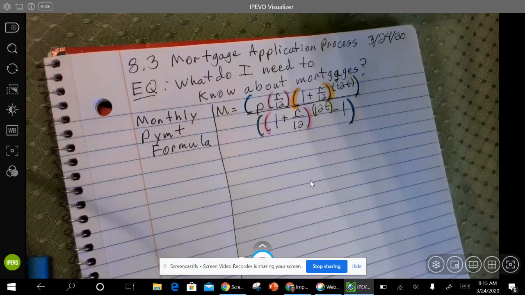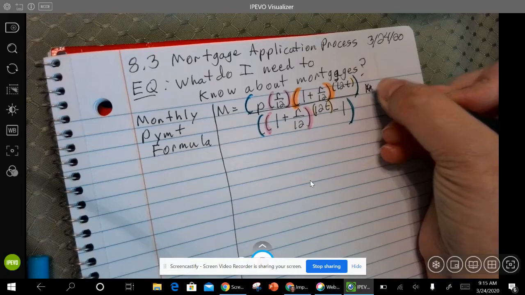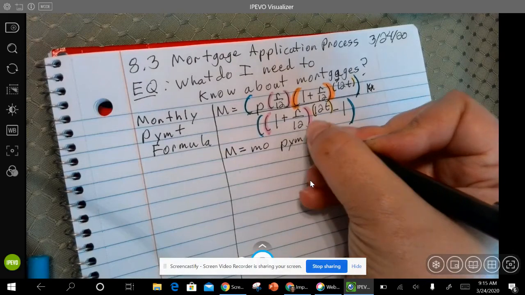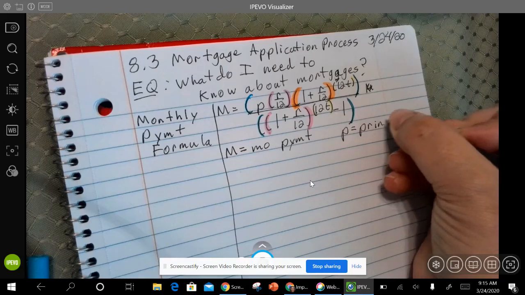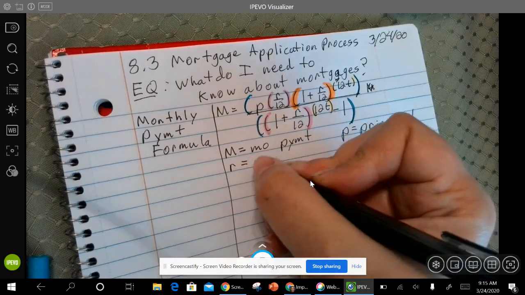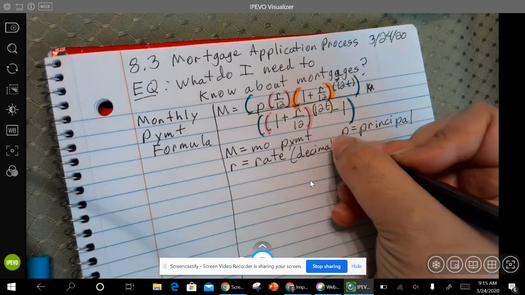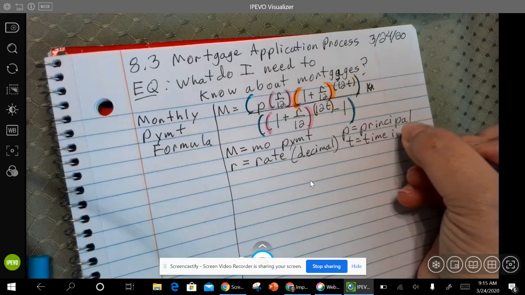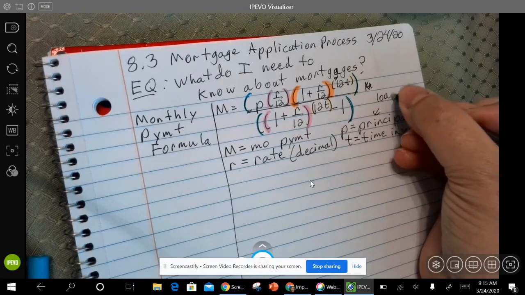Okay, so again, we're just going to go over what everything means, everybody. M is our monthly payment. P is the principal. For the mortgage, it's the loan amount. R is the rate. That's our decimal. T is the time in years. Principal is the loan amount.